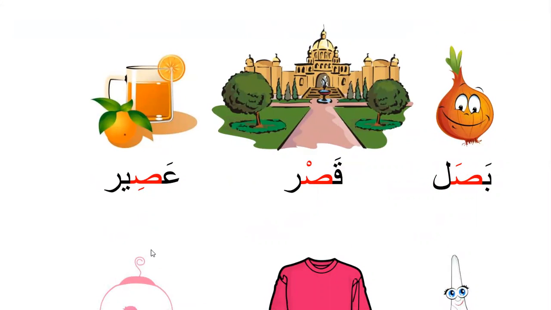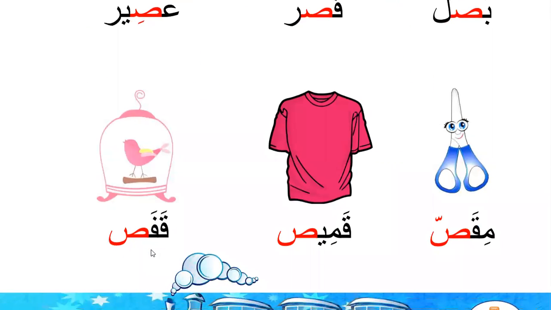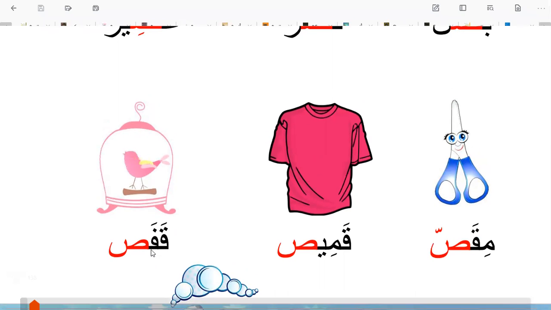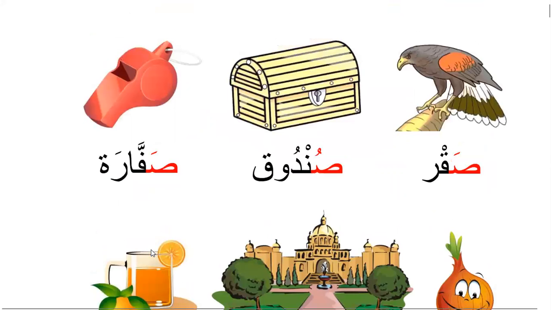Qasr. Palace. Asir. Juice. Miqas. Scissor. Kameez. Cloth. Shirt. Kameez means shirt. Kafas. Cage. Good.